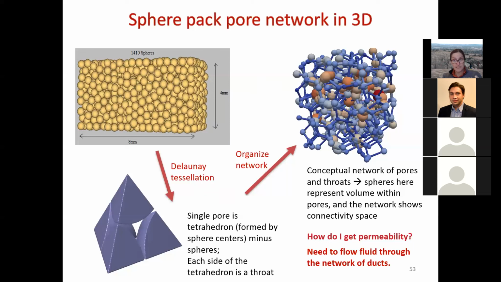It's just harder to see in 3D. And again, you arrive at a network, and this is one example, a network visualized from a portion of the sphere packing. So how would I now get permeability through this network? I can flow fluid through this network of ducts, and this is something that we commented on already. I need the measure of these radii.